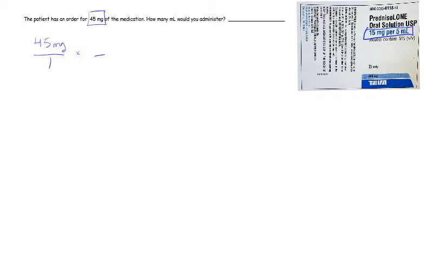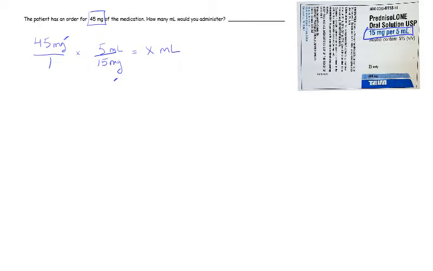Now you want to be careful when you're setting this one up because the labels need to be in opposite positions. So because milligrams is in the top portion, the numerator of this fraction, it must be in the denominator or the bottom portion of this fraction in order for them to cancel out. And our answer will be how many milliliters we're going to give the patient.